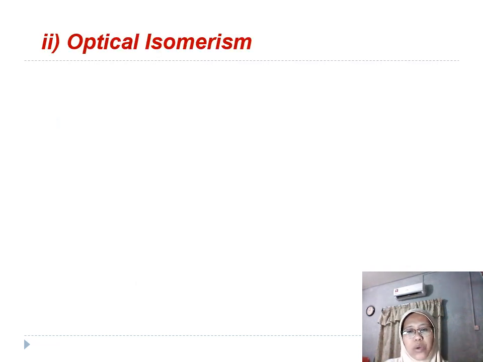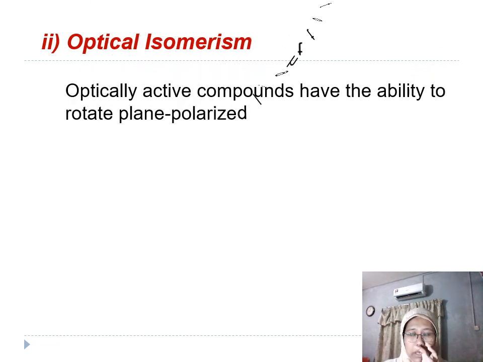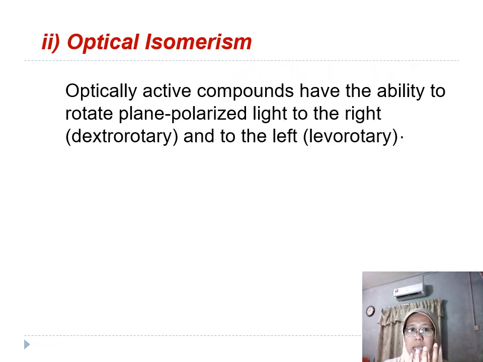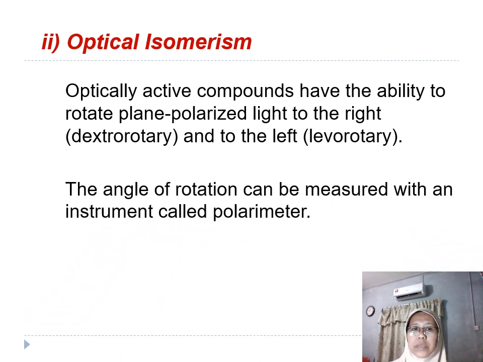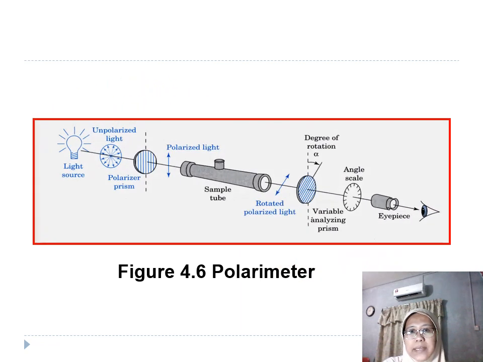The second stereoisomerism is optical isomerism. An optically active compound, when it has a chiral carbon in the middle, can rotate plane polarized light. If it goes to the right, we call it dextrorotatory, D. If it goes to the left, it is levorotatory, L. The angle can actually be measured by using a polarimeter. This is the mechanism where a polarimeter is used.